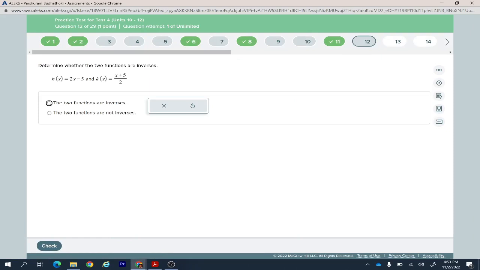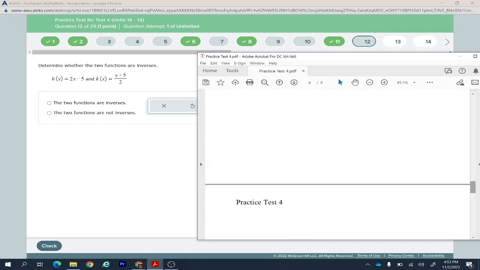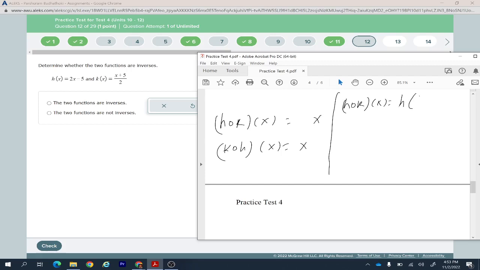Determine whether the two functions are inverses. For finding whether two functions are inverse or not, you have to find the composition of these two functions, meaning find h composite k and it gives you x, and if k composite h again gives you x, then that means they are inverses of each other. So in this problem, if I try to find h composite k of x, which is actually the value of h at k of x, I'm going to look at h, and wherever I see x I'm going to replace that x by k.